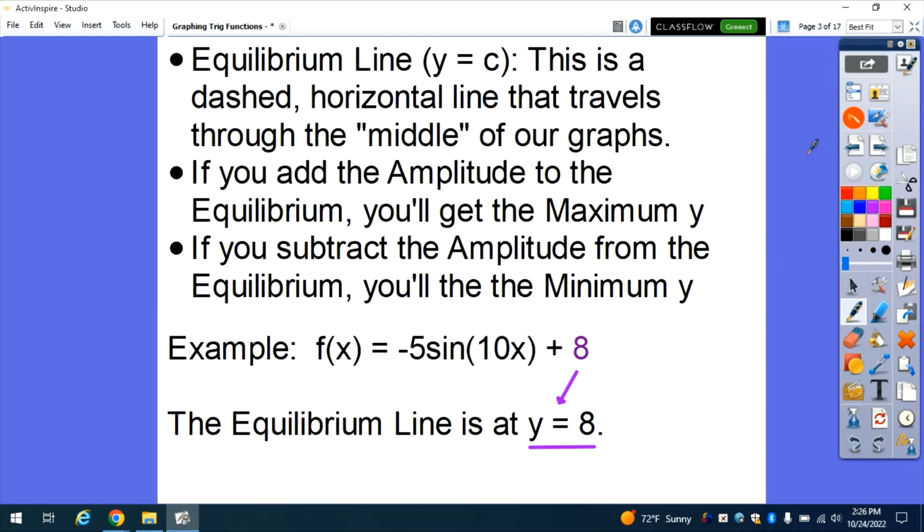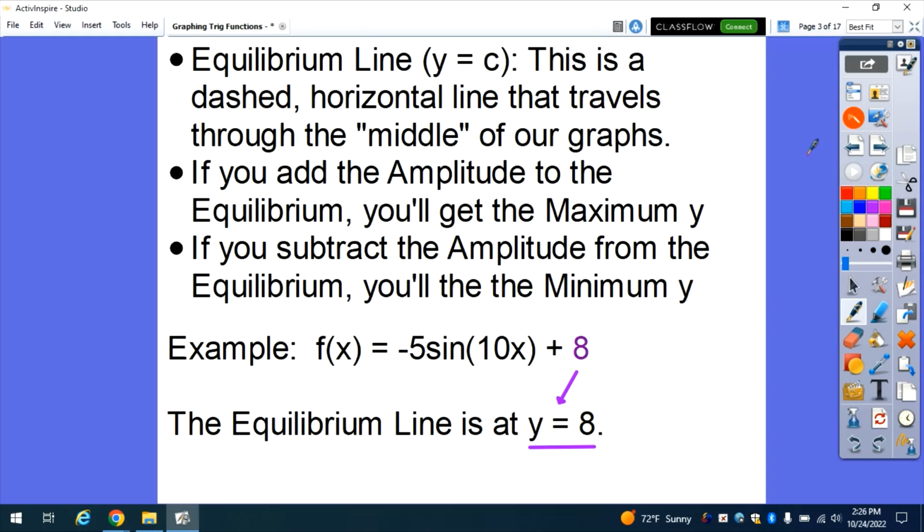Next little vocab is known as the equilibrium line. This is a dashed horizontal line that travels through the middle of our graphs. If you add the amplitude to the equilibrium, you'll get to the maximum. If you subtract the amplitude from the equilibrium, you'll get the minimum.